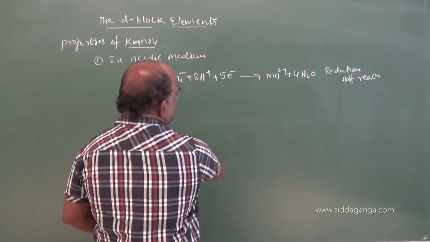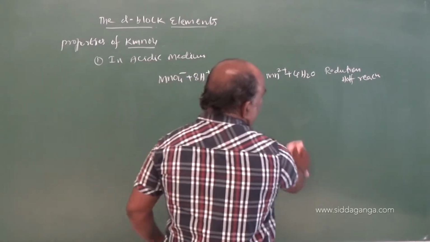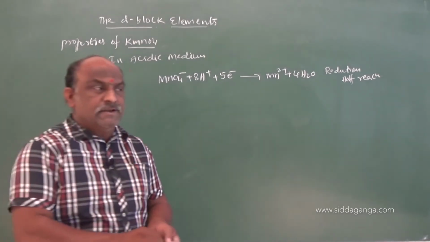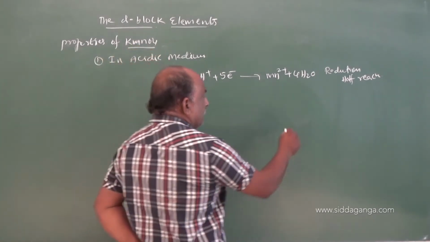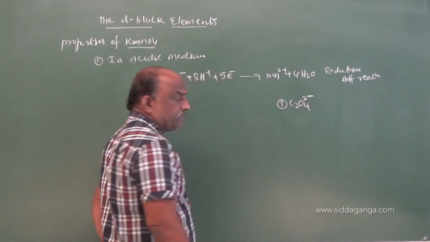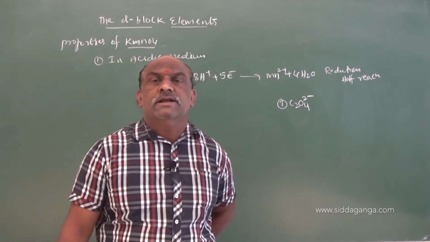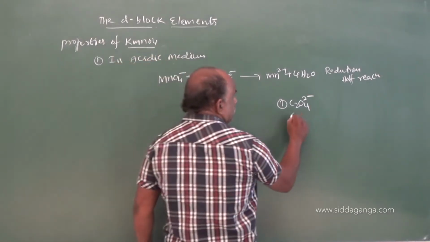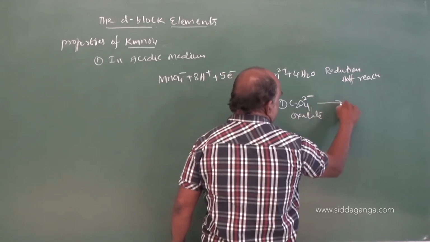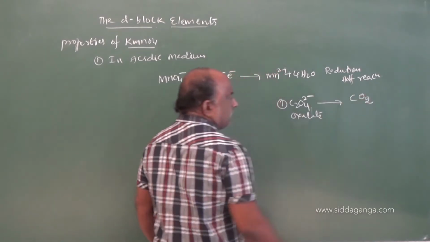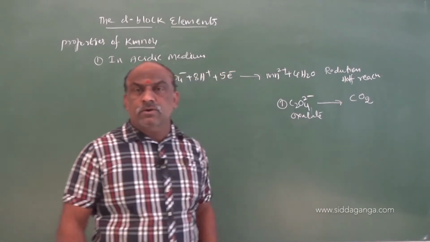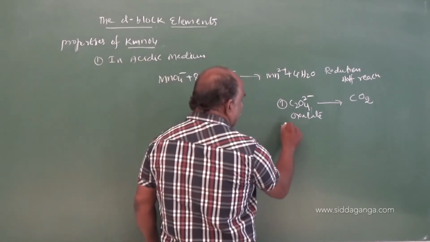And which species undergoes oxidation? Already in the last class we discussed some examples regarding this. Number 1, C2O4 2 minus, which is called oxalate. Oxalate is oxidized to carbon dioxide.